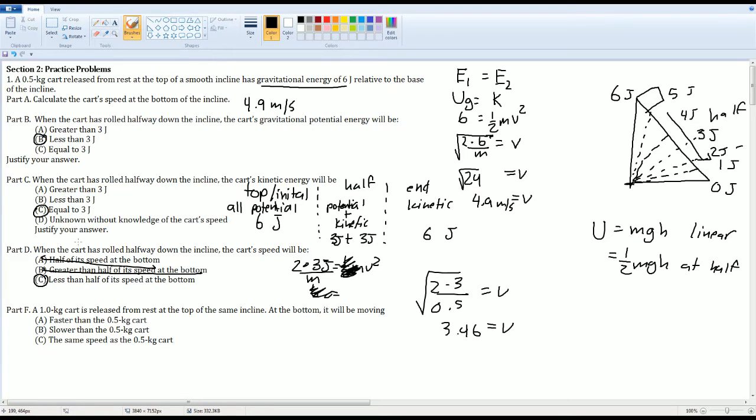A 1.4 kilogram car is released from the top of the incline. At the bottom, it will be what? Well, you double the mass. What happens when you double the mass? No. It would be the same speed as the cart, right? It wouldn't change. The energy is the same. Notice the mass cancels out in the conservation of energy equation, right? So the speed will be the same.